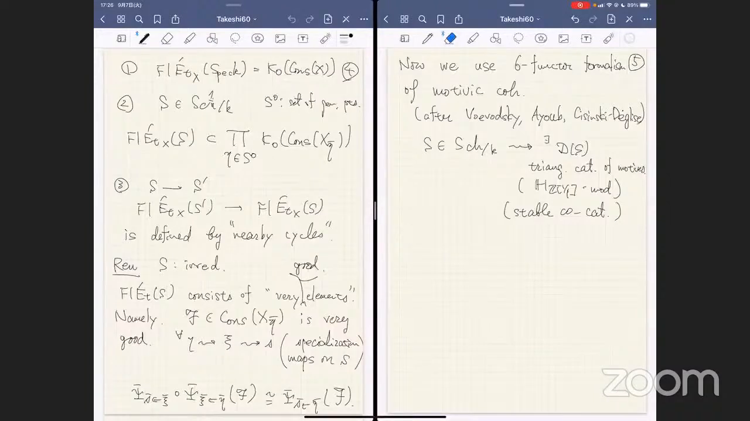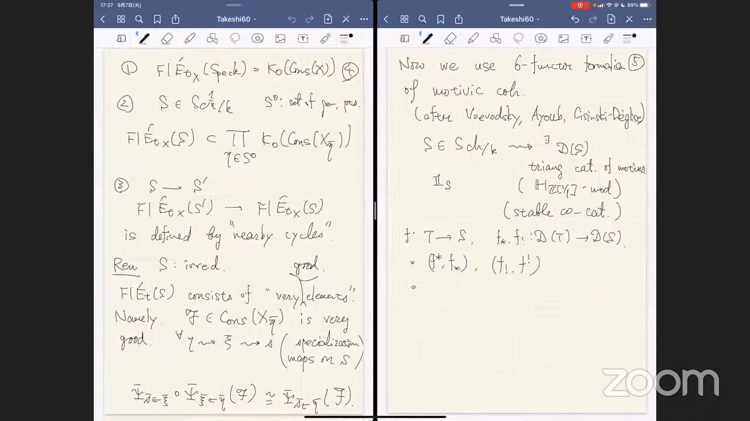We have this assignment, and this triangulated category is monoidal. So we have a unit element, that unit element is denoted by 1_S. Okay. And if I'm given some morphism f, I have the usual operations like f shriek, which goes from D(T) to D(S), and its adjoints. So we have the adjoint property like this.